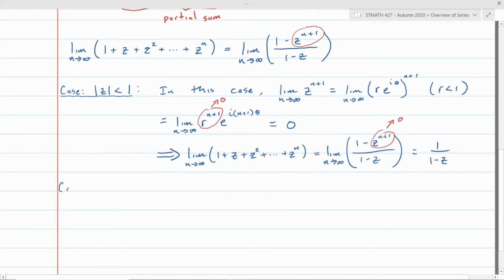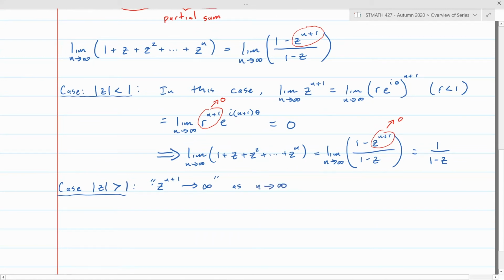And then we can look at the case where the modulus of z is greater than 1, and there similar sorts of arguments will show that, I'm going to put it in parentheses, z to the n plus 1 goes to infinity as n goes to infinity.